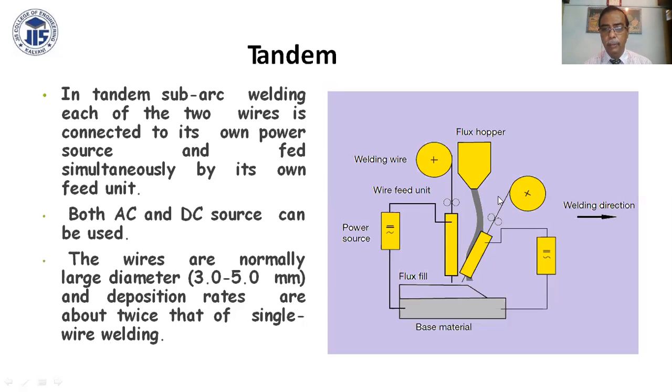So two wires are this. This is one reel, and this is one reel. The two wires are coming, and the hopper is common. So flux is being fed. The welding is performed simultaneously by the two wires, so the deposition rate is higher, twice that of single wire welding.